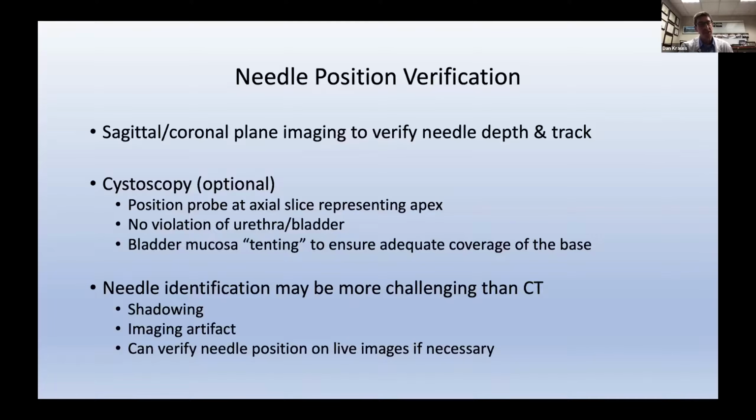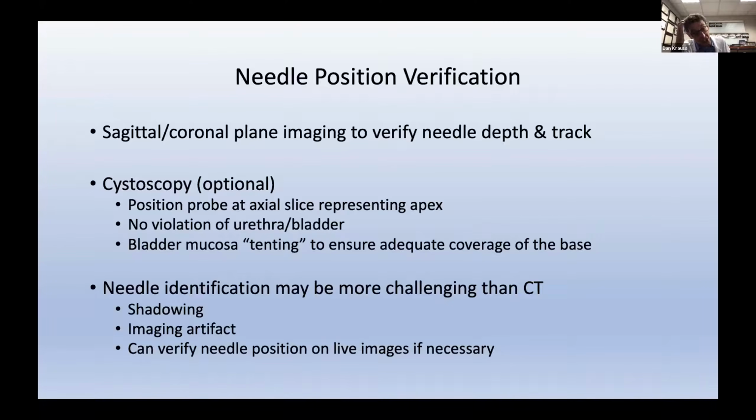Remember, what you're seeing as, quote, urethra is not really the urethra. You're seeing the catheter on the ultrasound. So sometimes you think you're nowhere near the urethra, and then you do a cysto and you get a little surprise when you look in there. You can also retroflex the scope and verify that the needles are advanced to the base by visualization of bladder mucosa tenting when you put pressure on the needles.